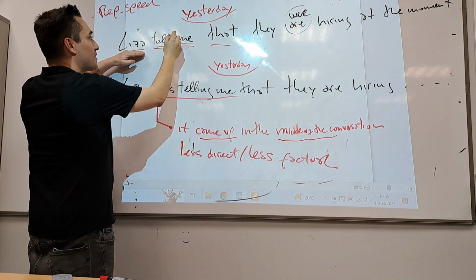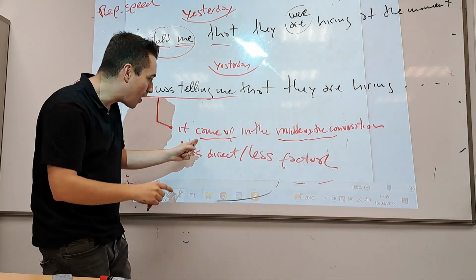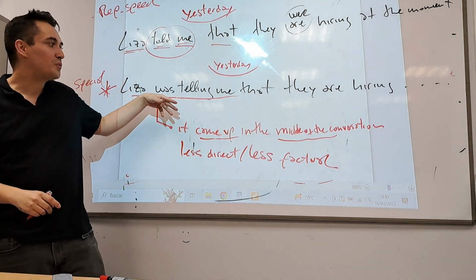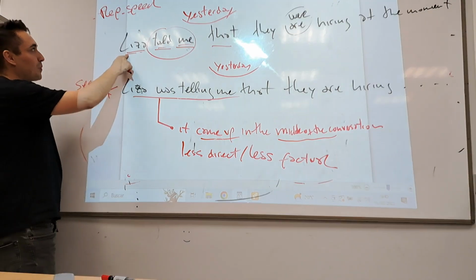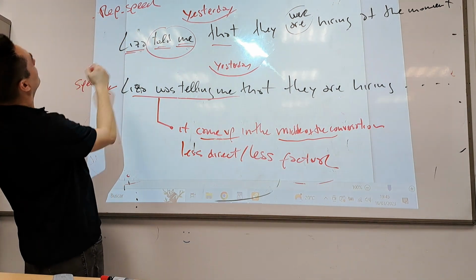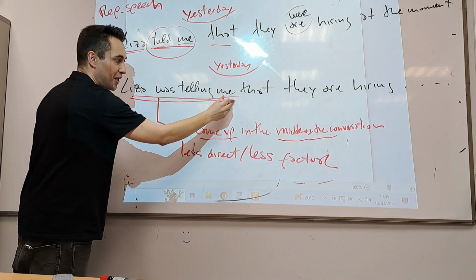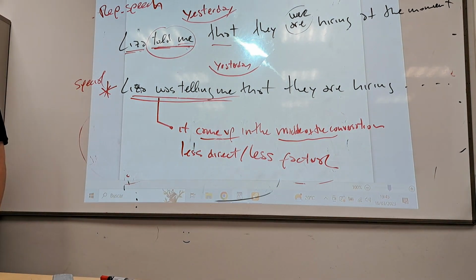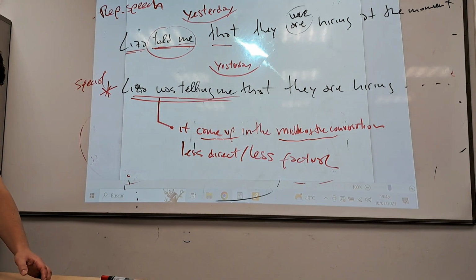Here, you are reporting something very specific. She told me this. Here, Lisa was telling me many things, and one of them came up in the middle of conversation, that they're hiring. But she was telling me many other things in the conversation. That is the difference. So, classic reported speech: Lisa told me. Special reported speech: Lisa was telling me many, many things, and this is one of them. So far, so good? Special, yeah? And the last one, fixed expressions.